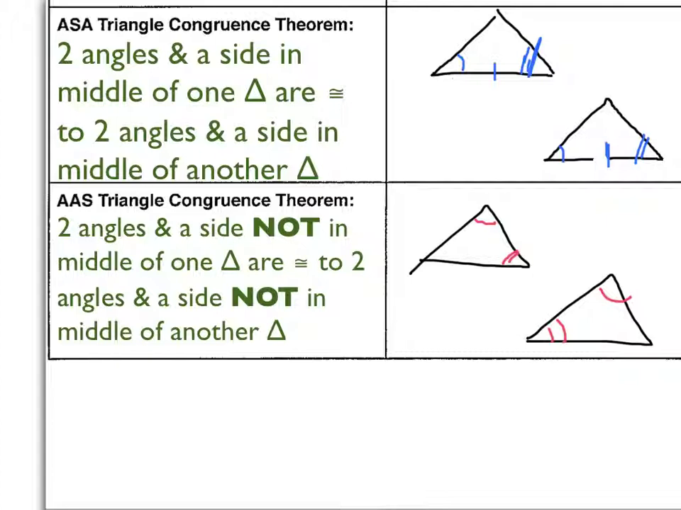If it was between the angles, if it was between the two angles I know, it would be ASA. But that other side would be outside two angles. And so if you look at it, it goes angle, angle, and then side. And over here, angle, angle, and then side. And the side is outside the two angles, not between them. Because if it was between them, you would have ASA, like you have up here.